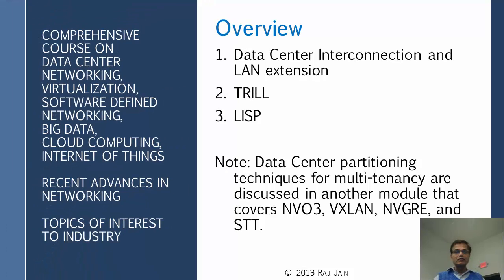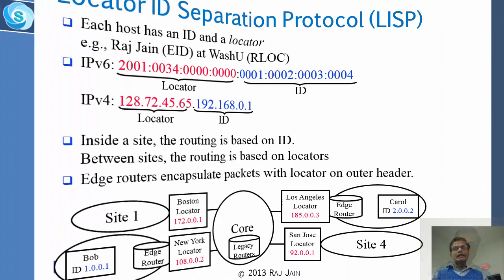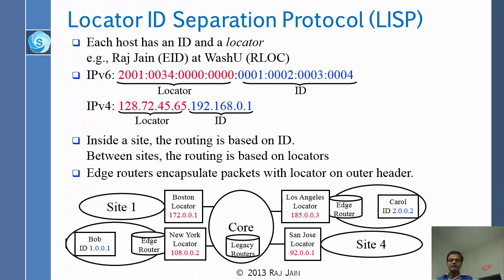So basically we'll talk about what is LAN extension, and then today we'll talk about two protocols, TRILL and LISP, and then next time we'll talk about the rest of them, which is NVO3, VXLAN, NVGRE, STP, etc. Alright, so the second protocol that we will discuss today is called LISP.